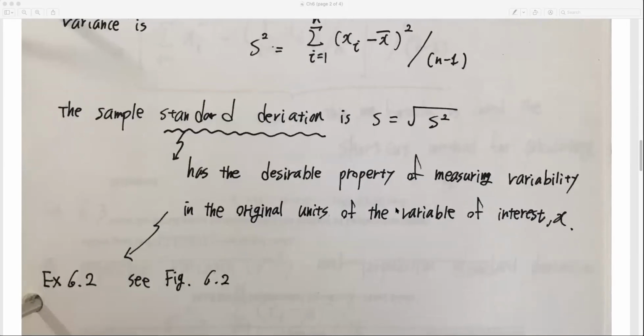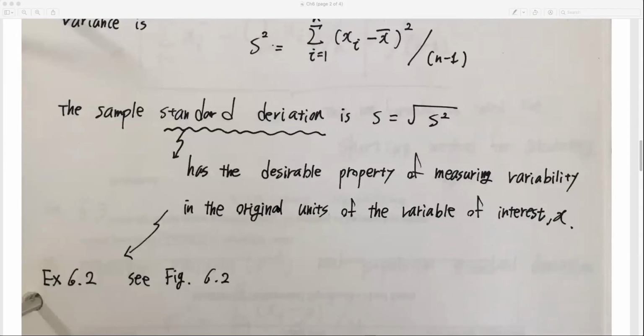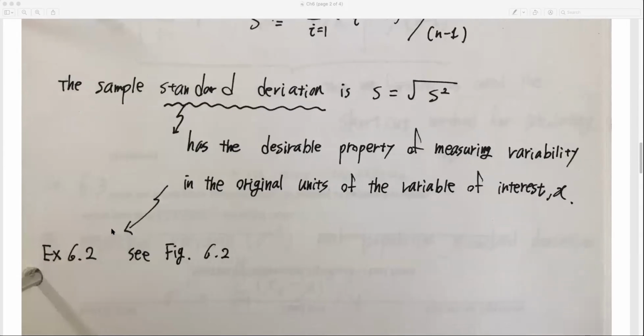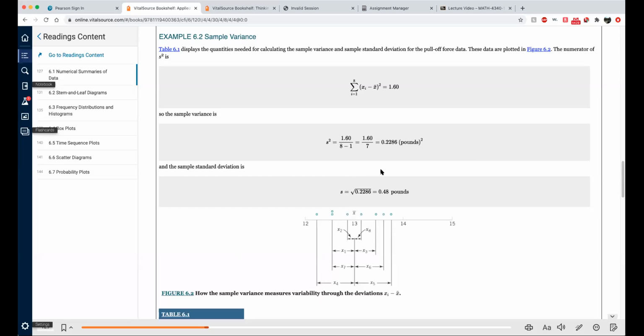We can answer that question in three different ways, but I'm going to introduce just one of them. Before figuring out the answer, let's see example 6.2. All right, so example 6.2, sample variance.